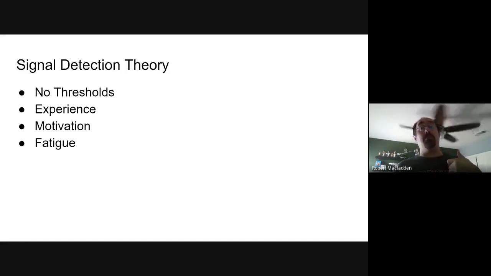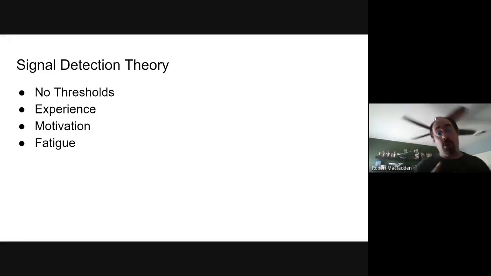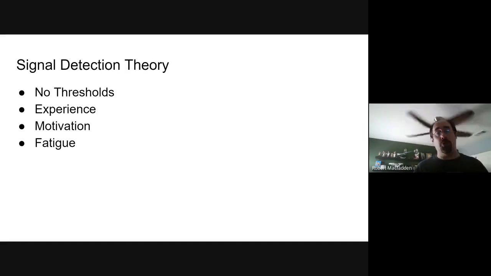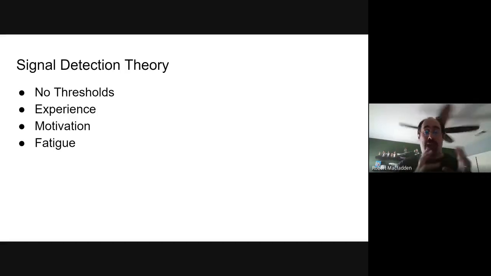Okay, it also comes down to motivation. So how motivated you are to detect that difference between the two things. And it also comes down to fatigue. So how tired you are while you're doing this. A good example of this would be a person who works in the air traffic control industry. Air traffic controllers have to keep track of airplanes and where they are and how close they are to one another and where they're going. There's a lot of things that they have to be keeping track of.